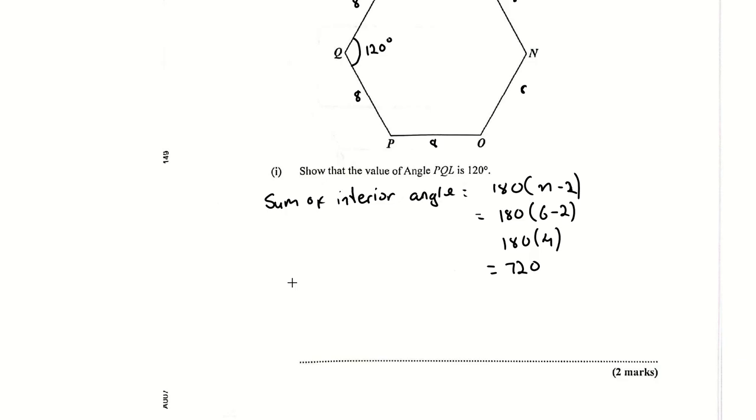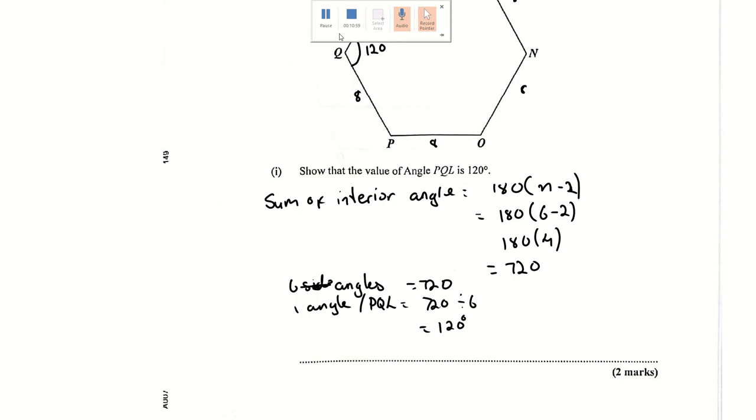Now, we have 6 equal angles, because it's a regular polygon. Remember, the side of the polygon corresponds with the size of the angle. If all sides are equal, then all angles are equal. So if 6 angles is equal to 720, then to find one of them, angle PQL would be 720 divided by 6, which is 120 degrees. And that is how you would show that the value of PQL is 120.